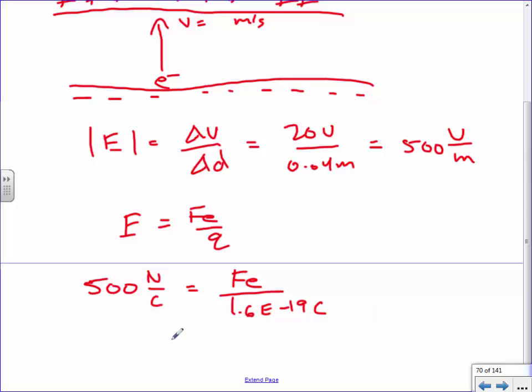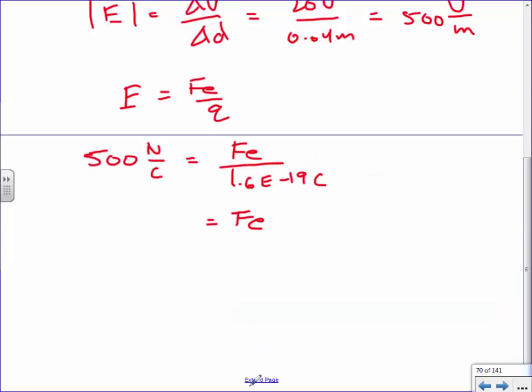So if I times this up, hopefully you guys can calculate a force value. So 500 times 1.6 times 10 to the power of minus 19 gives me a force of 8 times 10 to the minus 17. That would be in newtons. We've got a force value. What's Newton's second law? Force is equal to mass times acceleration.